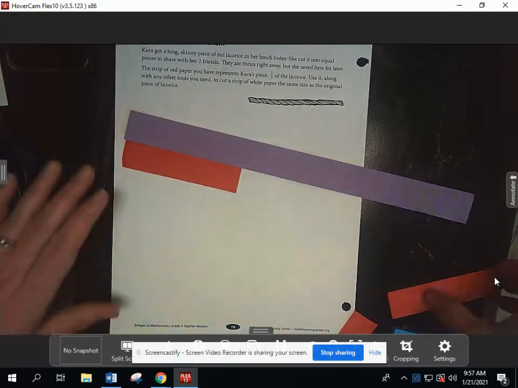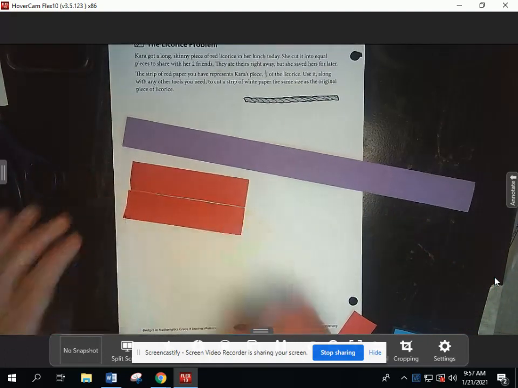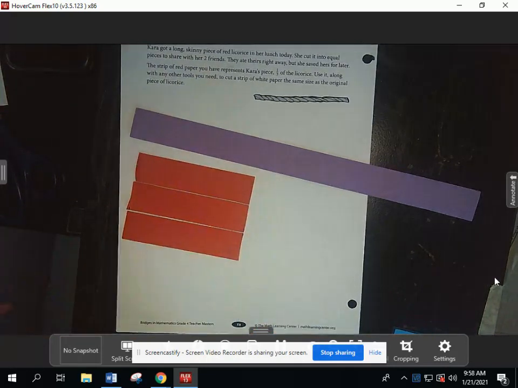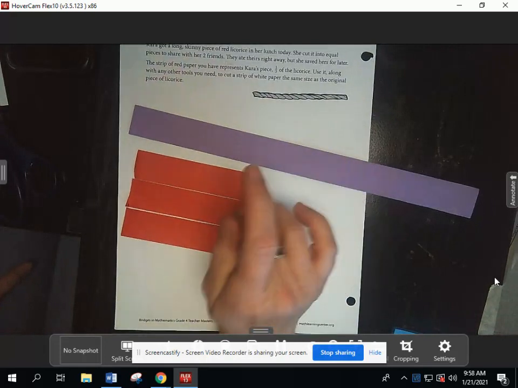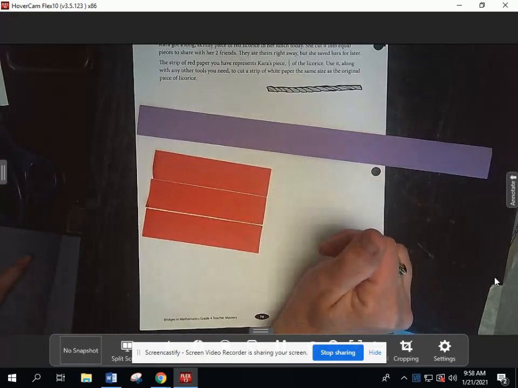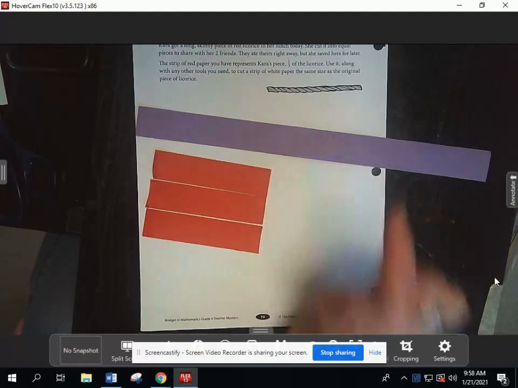Did anybody try lining theirs up like this? Yes. Yeah. So what do you make? A whole unit. So is this one more than this one? Can somebody shut the door? It's kind of loud in the hallway. Thank you. So is this different than this?